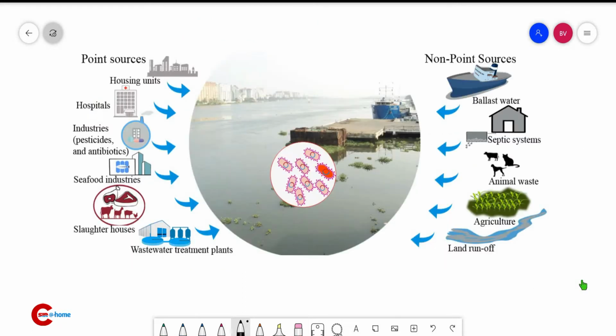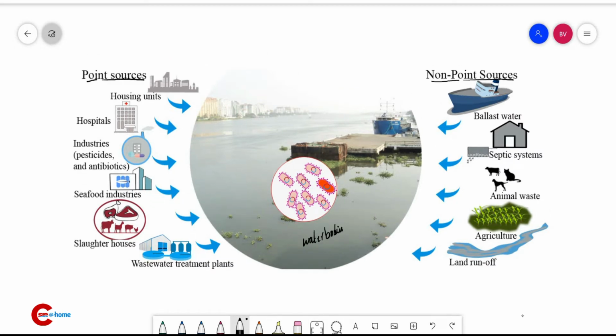Here in this picture, you can check the various sources of pollution into our water bodies. There are two types of sources, point sources and non-point sources. The point sources contain waste from housing units, hospitals, industries, including pesticide and antibiotic production industries. Then seafood industries, which dump waste, the seafood processing effluent, into the water bodies. Then the slaughterhouse, which is also an important point of contamination. Then wastewater treatment plants release partially treated and treated wastewater into the aquatic system. These are point sources.